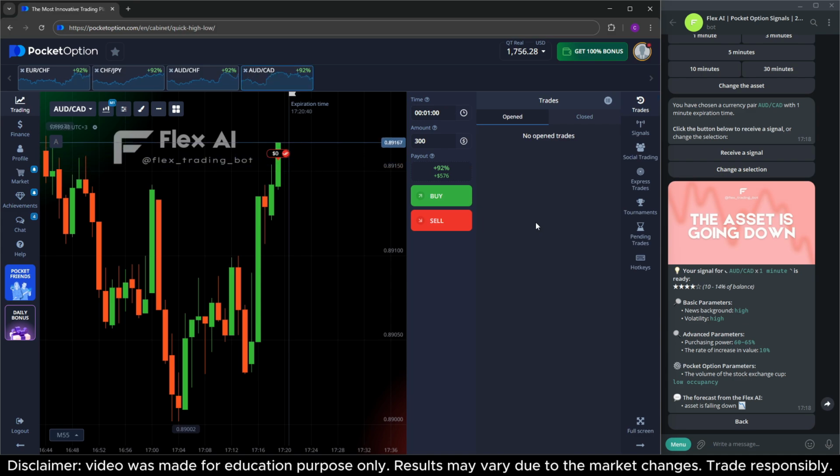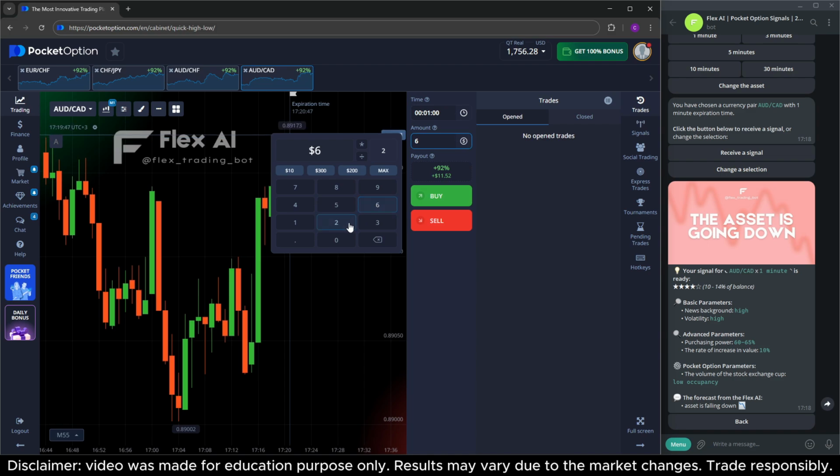Unfortunately, this signal did not work out, but based on the win rate, no more than one loss per session, let's try to double the bet.